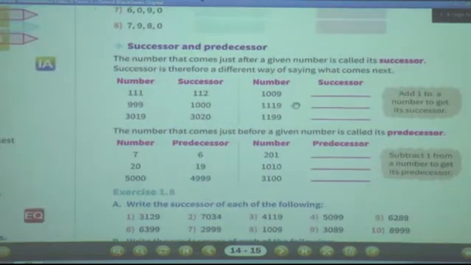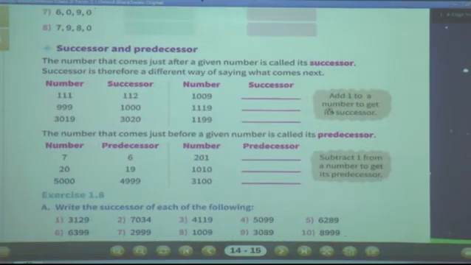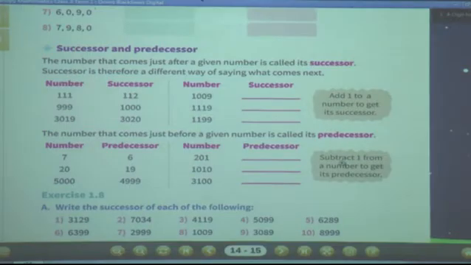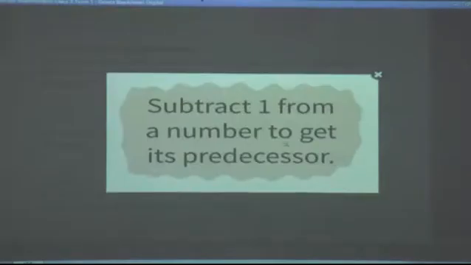In the previous session we also learned the successor and the predecessor of numbers. Now what is meant by successor? The number that comes just after a given number is called its successor. To find the successor of a given number, you have to add 1 to the number. Then we also saw the predecessor. How will you find the predecessor of a given number? Yes, subtract 1 from the number to get its predecessor.